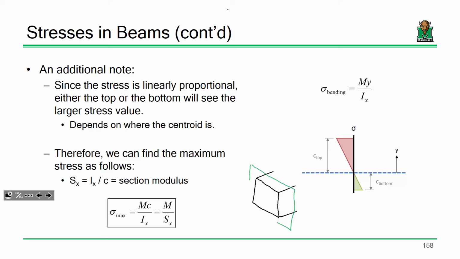All right, sound good? Now, would you agree that the centroid is probably going to be somewhere about like that? Make sense? I propose that if I take this beam and bend it like so, everything above that is going to be seeing compression. So it's going to kind of go like this. Make sense? And everything below is going to be experiencing tension.